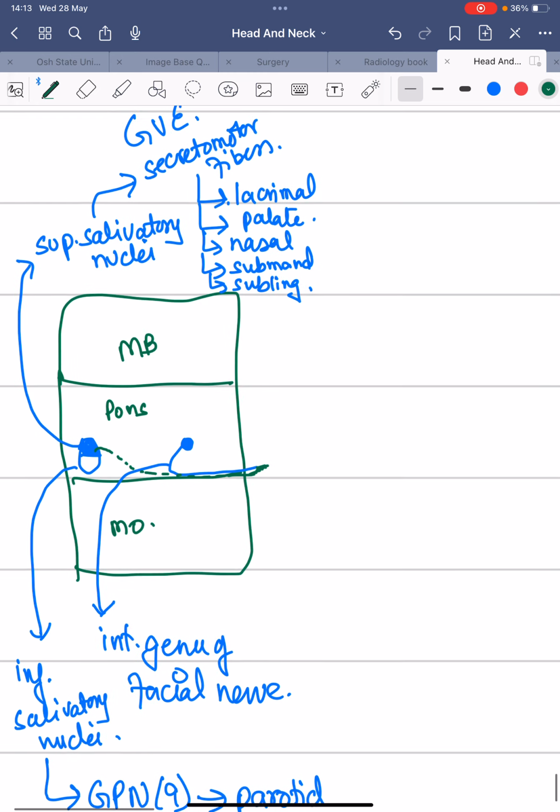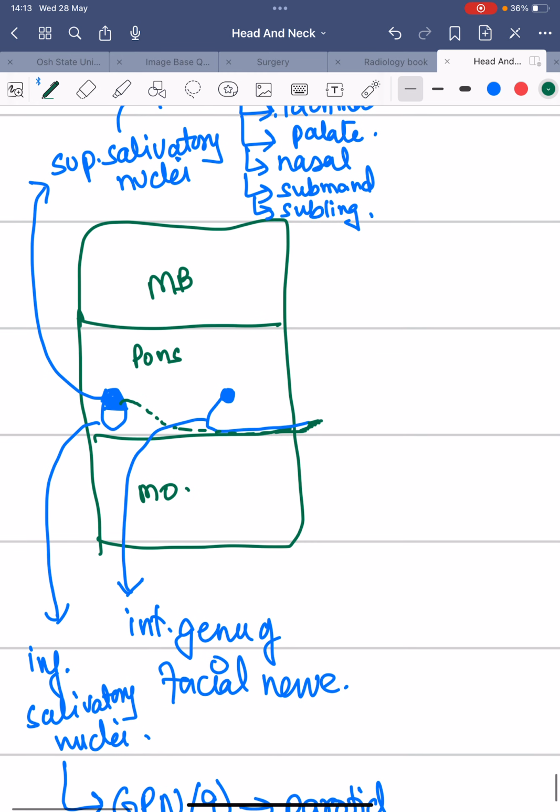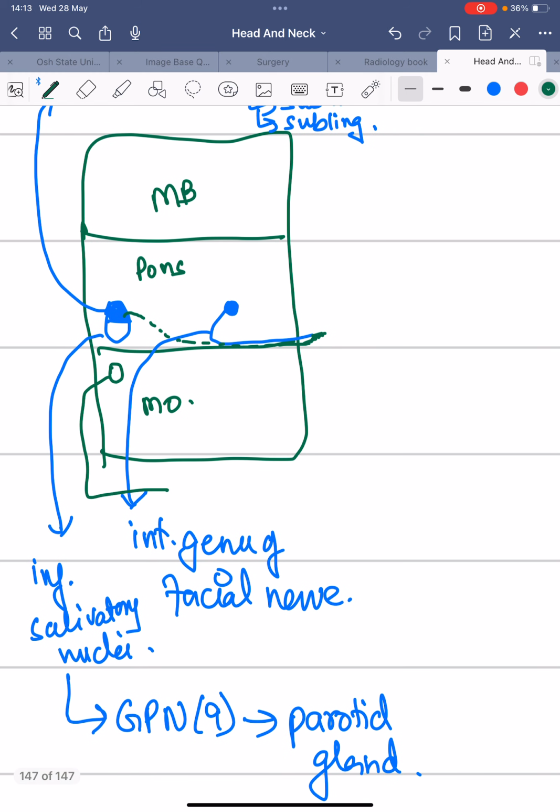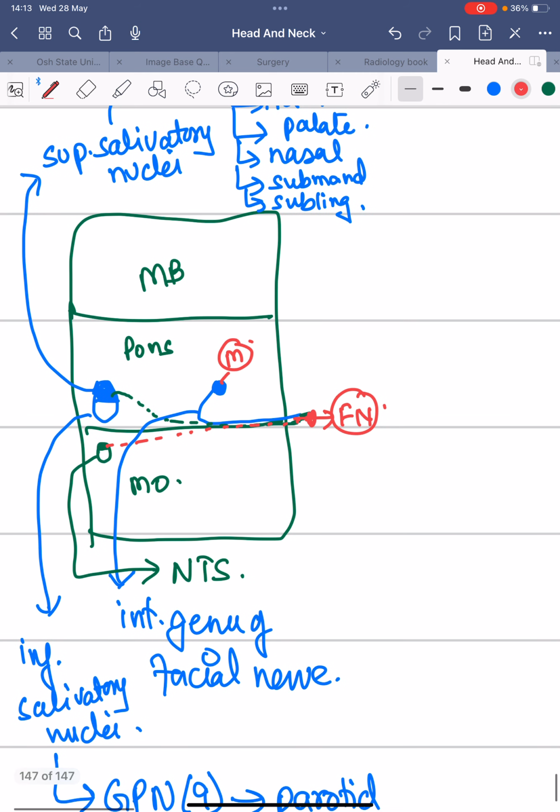Okay, and there is one more nuclei here, that is your nucleus tractus solitarius. Okay, so the tip of the nucleus tractus solitarius, here the fibers are also joining the facial nerve. So all these three fibers together, they are known as the facial nerve. Okay, so this one is the motor fibers of the facial nerve, and nerve fibers from the superior salivatory nuclei and the tip of the nucleus tractus solitarius, they are the sensory nerve fibers.